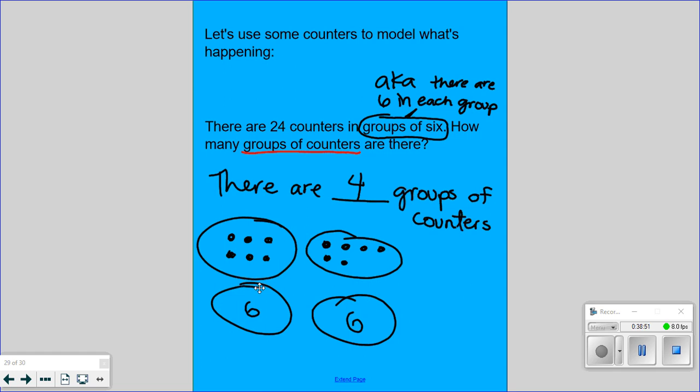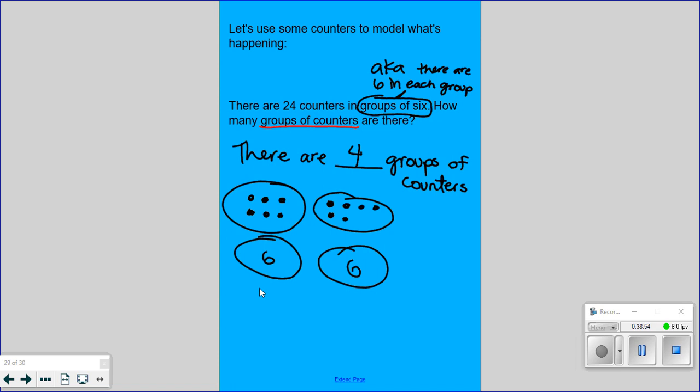Let's make our division equation that matches this, and we'll stop here. What did I start with? Remember with division, I got to start with all my stuff. What did I start with? Jill? You start with 24. 24 what? Counters. 24 counters, 24 things. What did I do with those 24 things? It's not a trick question. It's in our story.